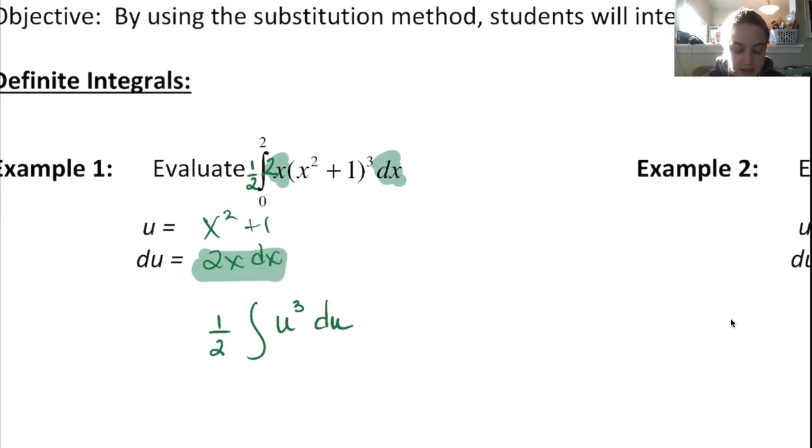Now, here's the thing that's different for today. We have these boundaries. We have this lower boundary and this upper boundary. The thing that you have to remember is these are x values. And my new problem is in terms of u.